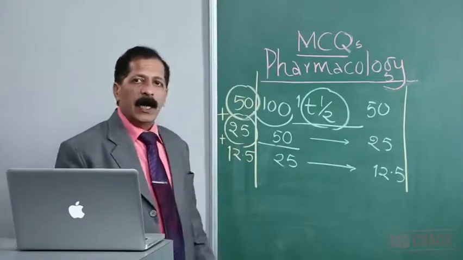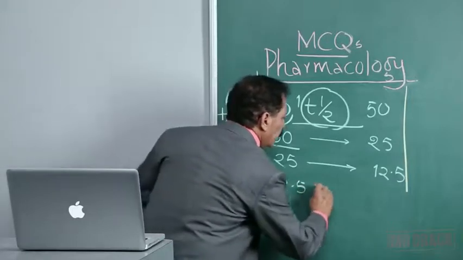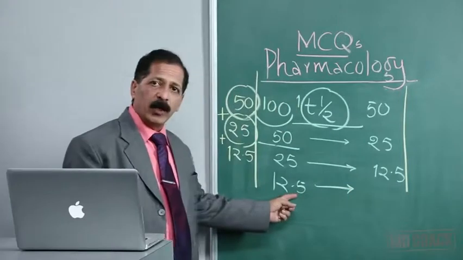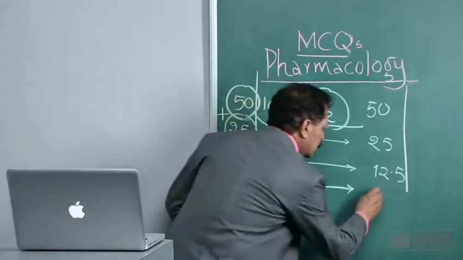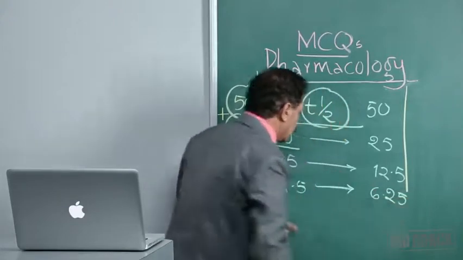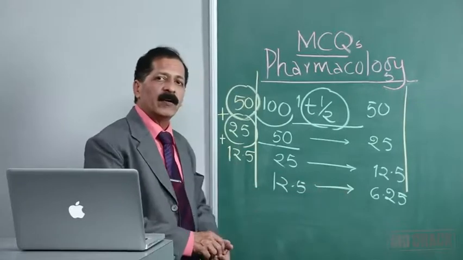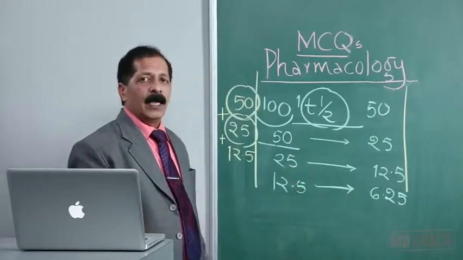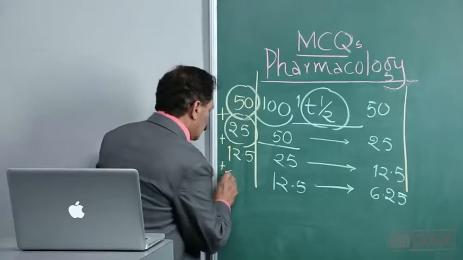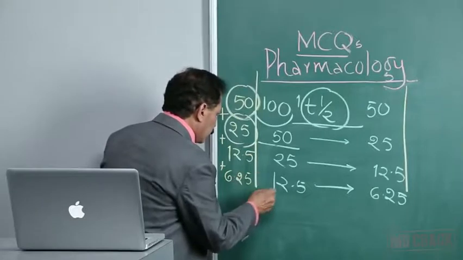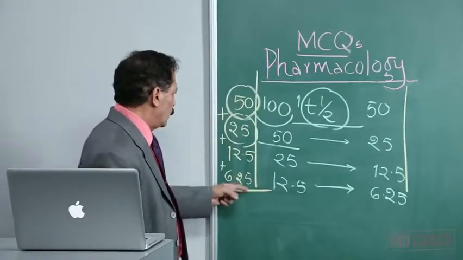And what about the fourth half time? In the fourth half time, 12.5 is going to become half of 12.5, that is 6.25. And during this last fourth half time, from 12.5 to 6.25, another 6.25 has gone out. So I'm writing here how much has gone out: 6.25. Can we add it up? Let me add it up.